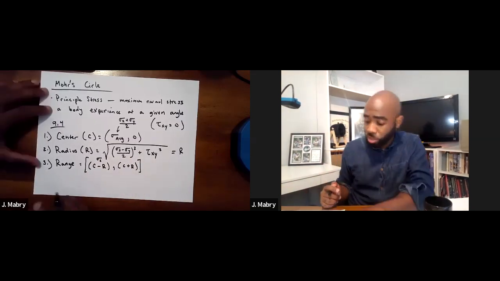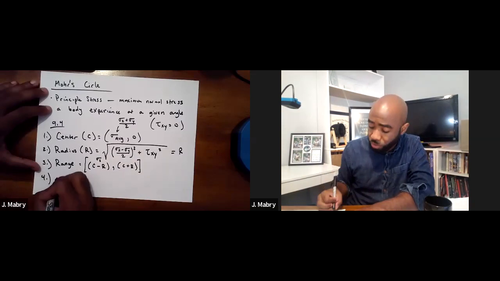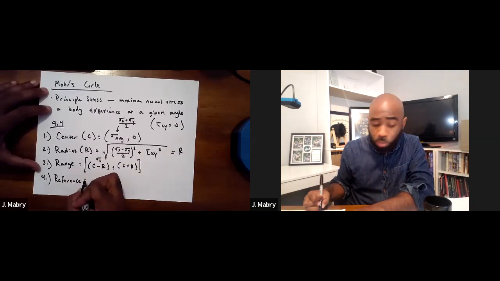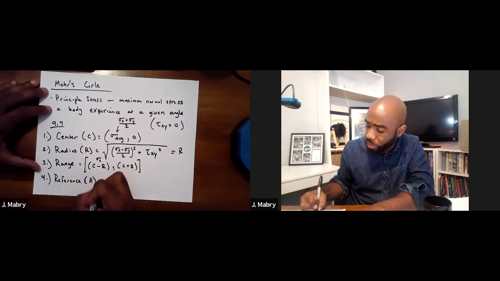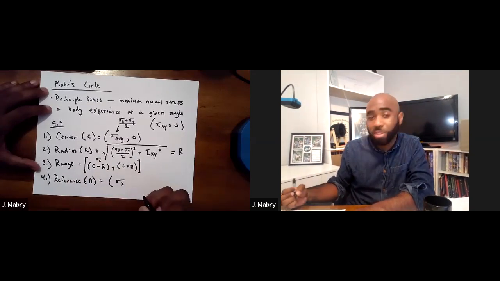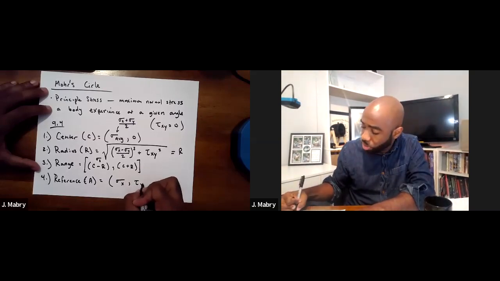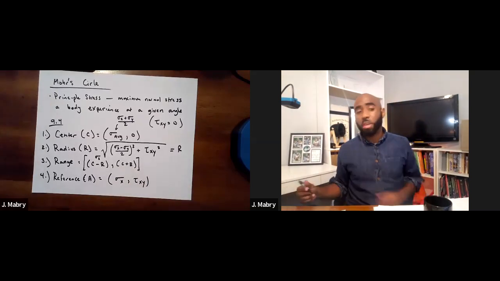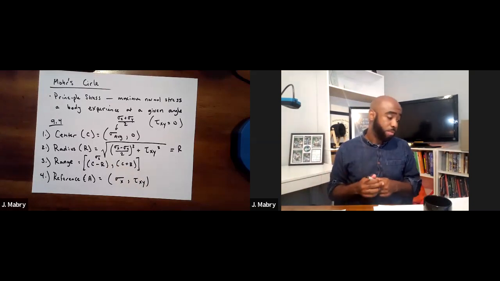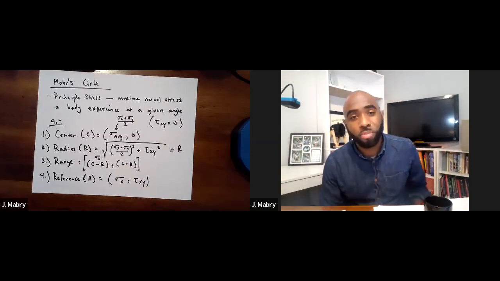And then the last thing you need to know, number 4, is your reference point. You need a reference point. Your reference point is usually given to you in the problem you're attempting to solve. We'll use A to denote our reference point. And the reference point is basically your normal stress in the x direction, sigma sub x, and your shear stress, your tau sub xy. Those are the 4 things you need to know: your center, your radius, your range, and your reference point. And so what we're going to do right now, we're going to go through a couple of problems and basically draw a number of Mohr's circles.